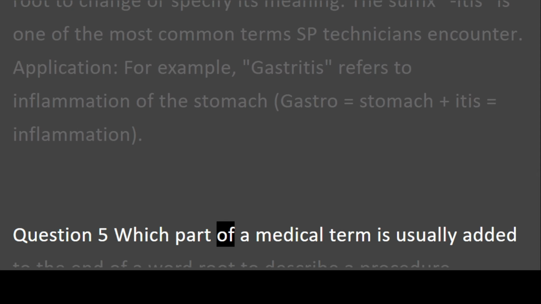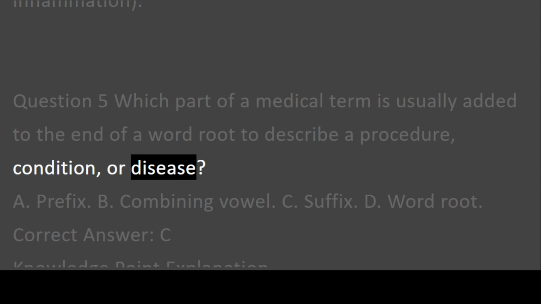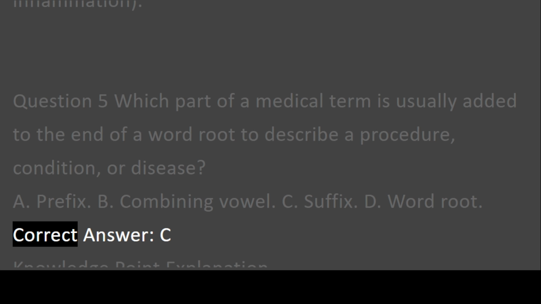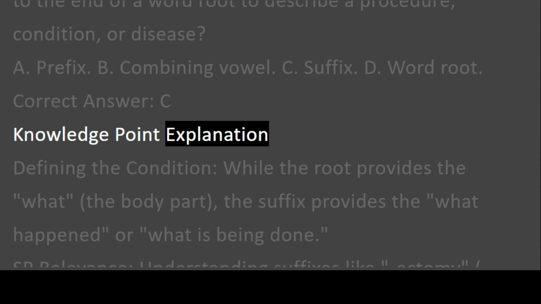Question 5. Which part of a medical term is usually added to the end of a word root to describe a procedure, condition, or disease? A. Prefix. B. Combining vowel. C. Suffix. D. Word root. Correct answer, C.